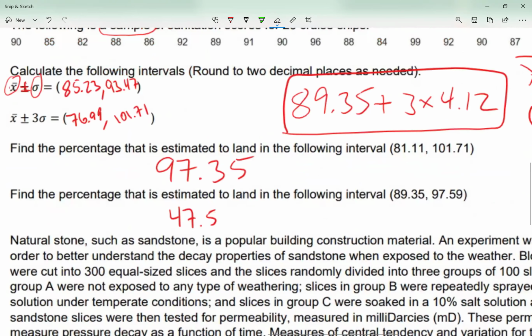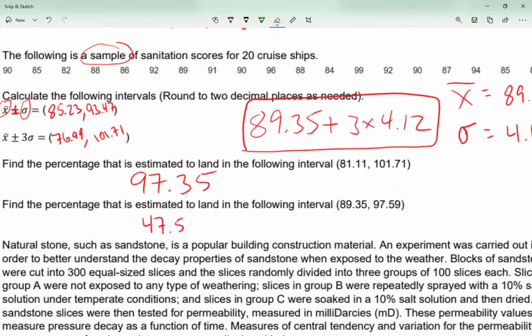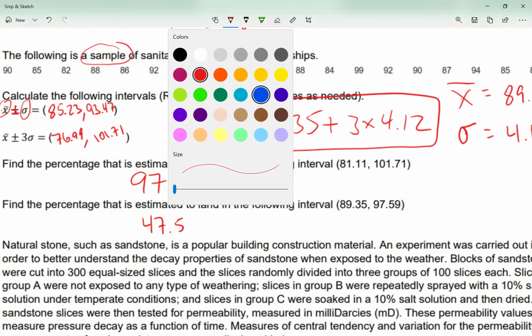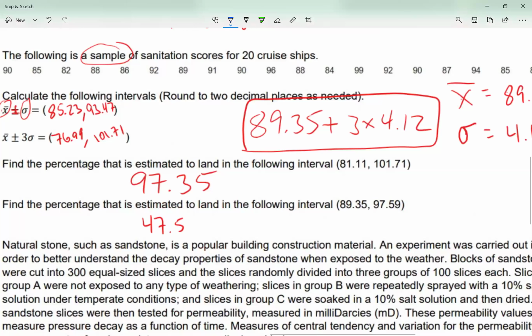Now, one thing really quick, because sometimes I might ask you, find a percent. Sometimes I might ask you, find a probability. Now, this is the percent, what we have, right? 97.35%, 47.5%. You notice they're big numbers, right? It's a number between 0 and 100 with decimals included.